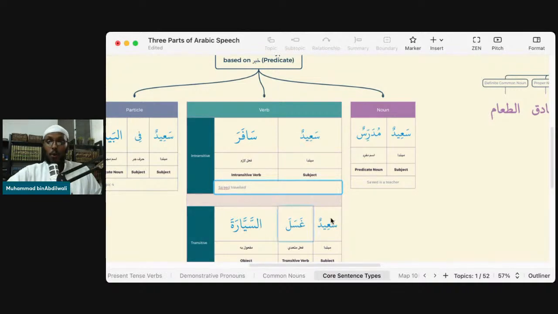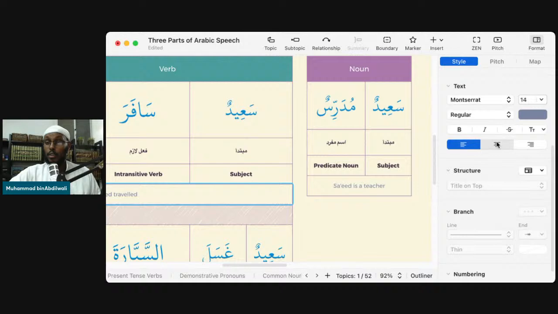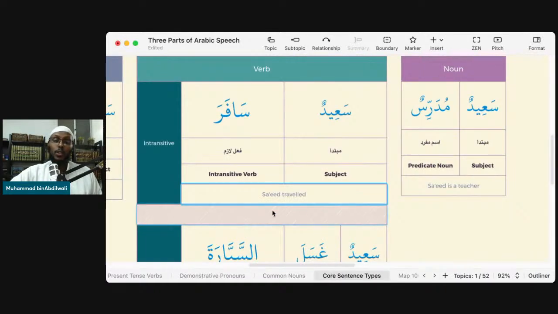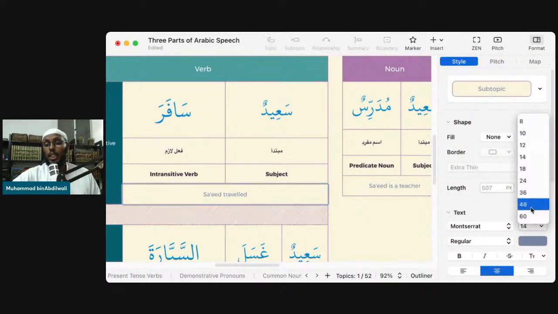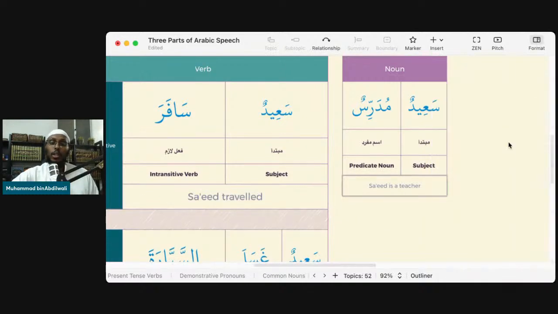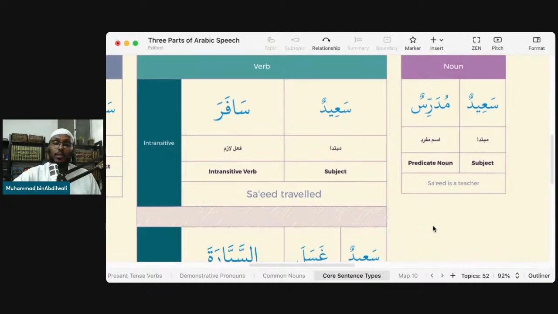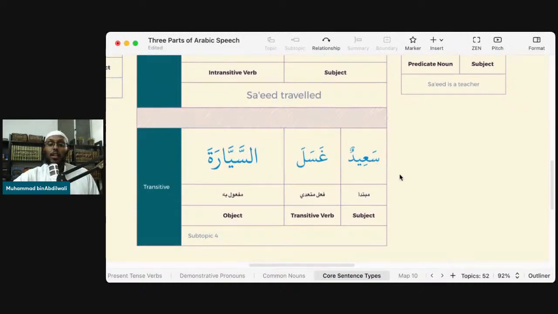Now, this sentence, Sa'id traveled, only consists of two words, because that's all we need. Safara is one of those verbs that we said is intransitive. It's lazim. It does not need an object. Sa'id traveled is a complete sentence. Now compare that to Sa'idun ghasala al-sayyara. If you did the grammar challenge, this sentence sounds very familiar, huh?